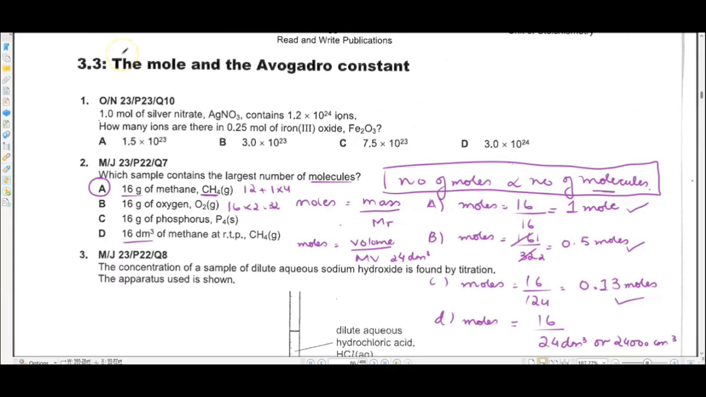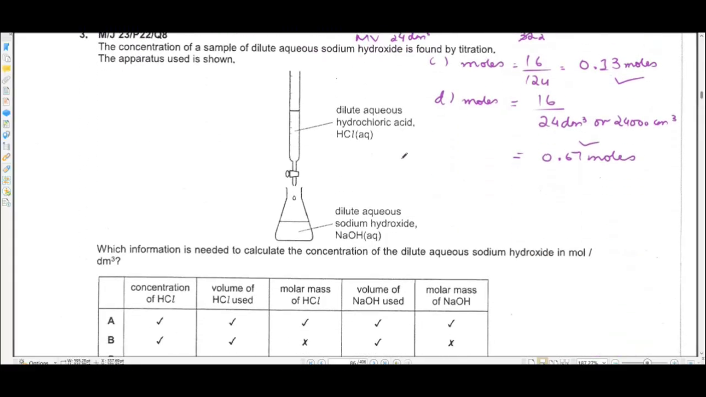Acha, in this one we didn't circle the correct answer. It was C. Is that okay? Acha, moving forward.